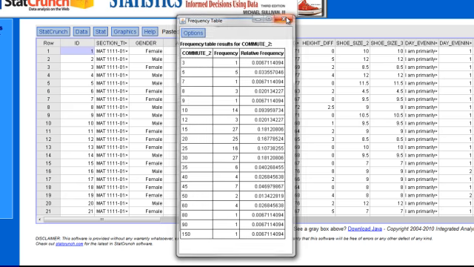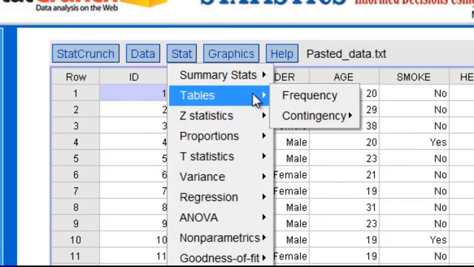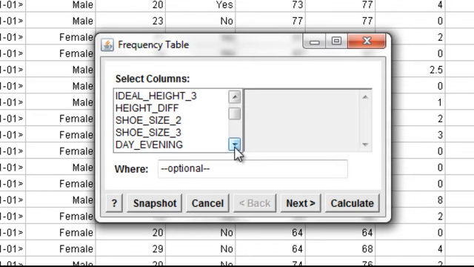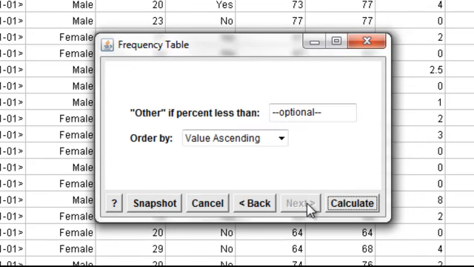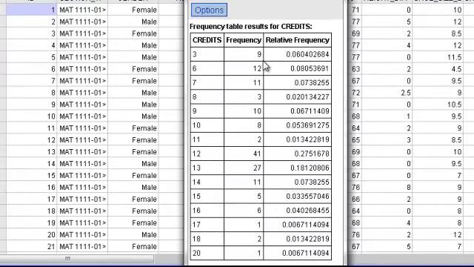Now, let's do another example. Let's look at the variable credits, so the number of credits. So we move down to variable credits, hit Next, hit Calculate, and we see that there were 9 students who were only taking statistics 1, 12 were taking 6 credits, 11 were taking 7, and so on, and we can see that the highest number, 41 students, were taking 12 credits, so they were considered full-time students.